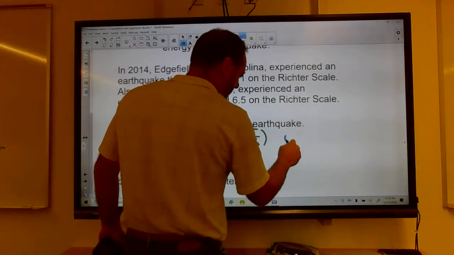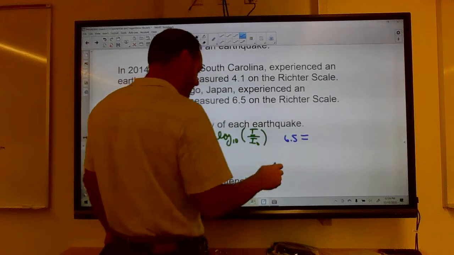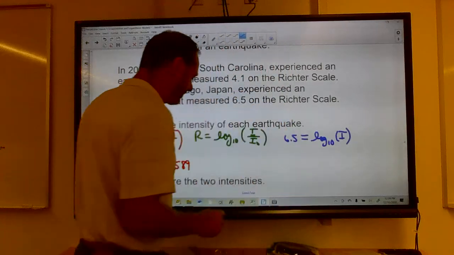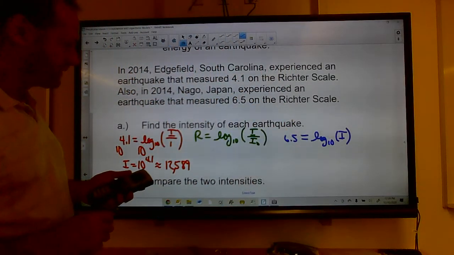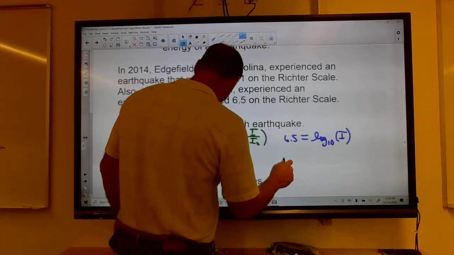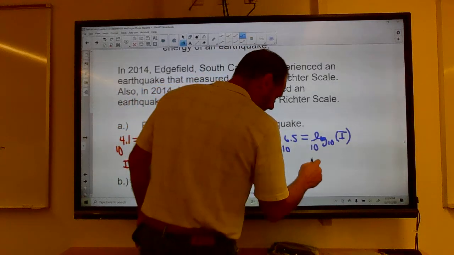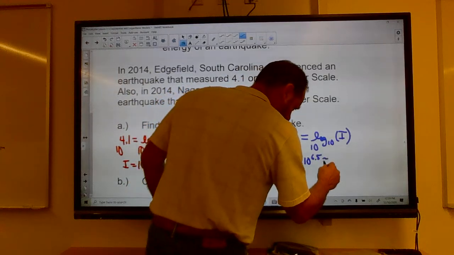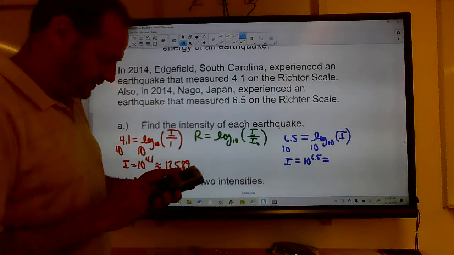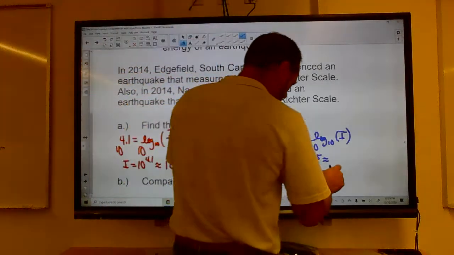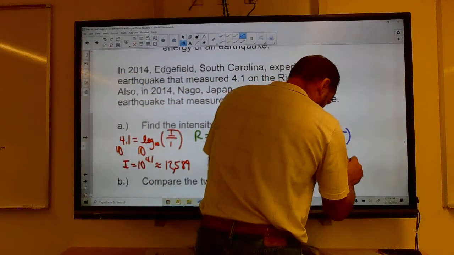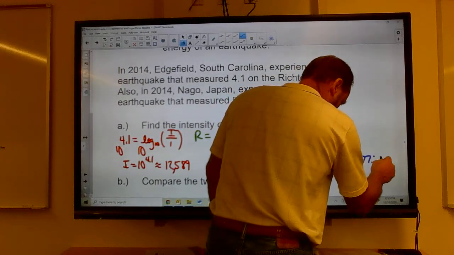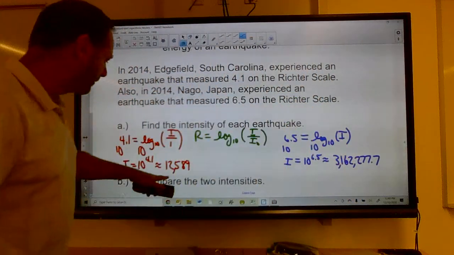Now let's look at the one in Japan, which was 6.5. We're going to do the same problem, except 6.5 is going to be over here, log base 10 of I. We don't really need to divide by 1 in this case. So 10 to the 6.5 power comes out to be 3,162,277.7. That is a lot more powerful than that.